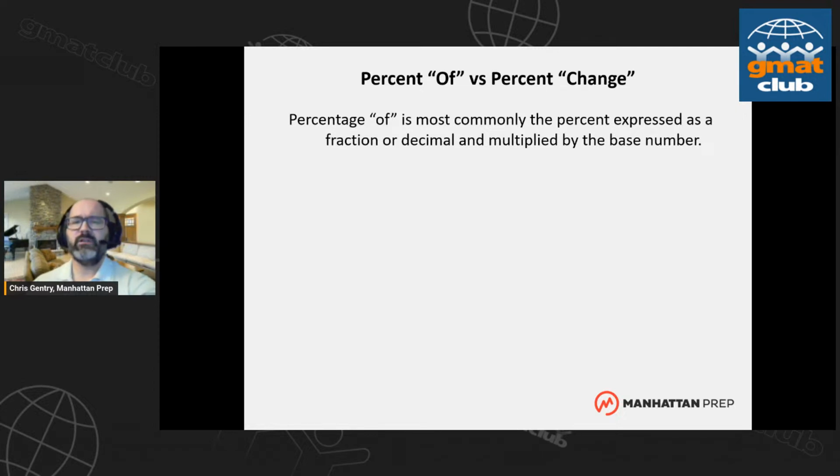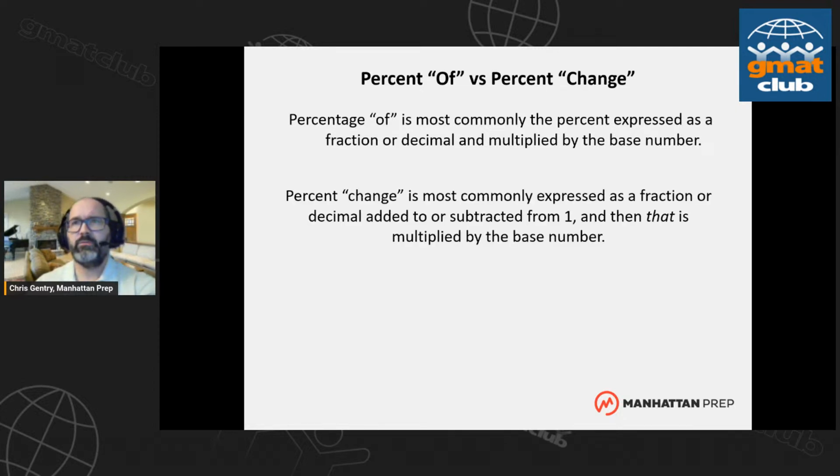Percentage of, usually express it as a fraction or decimal and multiply by the base number. Percent change, if you know the percentage, you usually go ahead and express it as a fraction or decimal, and then you operate on the idea that every change is a change from that one base entity. So you take your fraction or decimal expression, add or subtract that from 1, either literally the digit 1, or possibly a fraction, for example, maybe 4/4. And then you can say that is your multiplication by the base number.